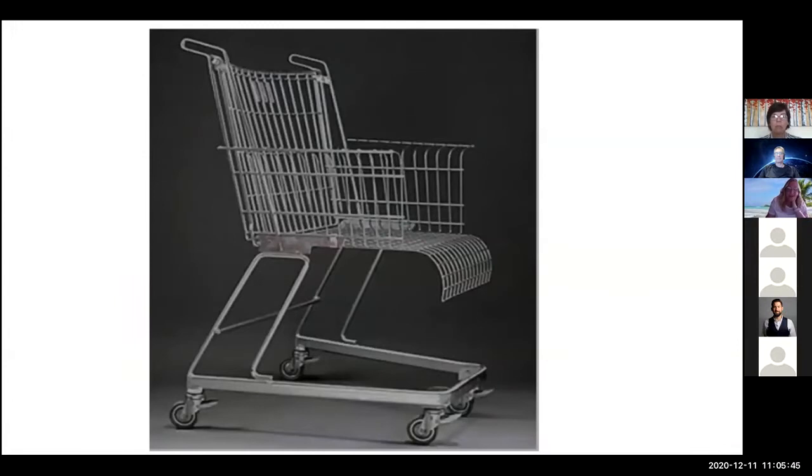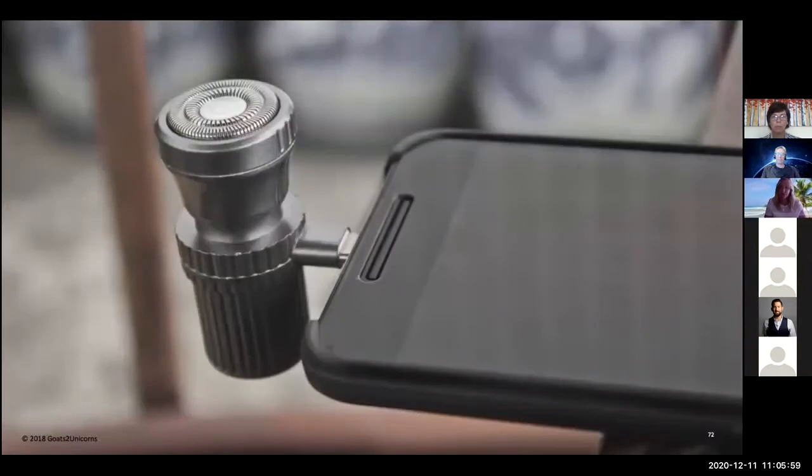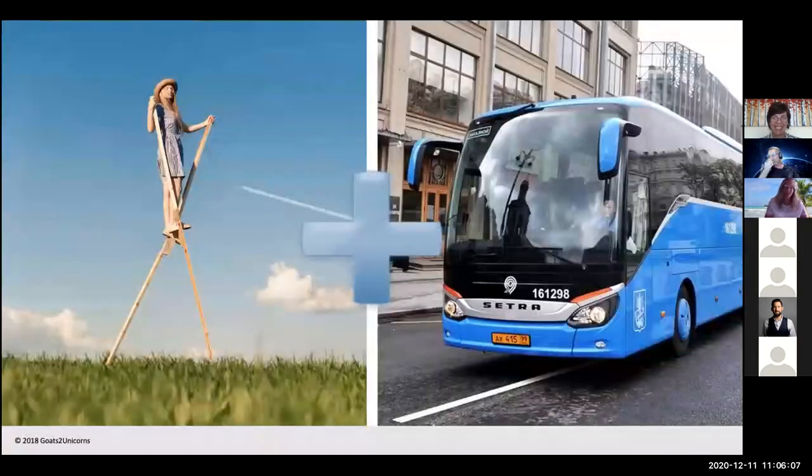Okay, this one's interesting. A cell phone and a shaver. You know, what do you think you could do? And many people will say, it'll tell you when to shave and so on and so forth. And I said, no, look what they've actually done. While you're talking, you can now shave. Okay, I don't know how practical this is, but it exists, the USB that plugs in.